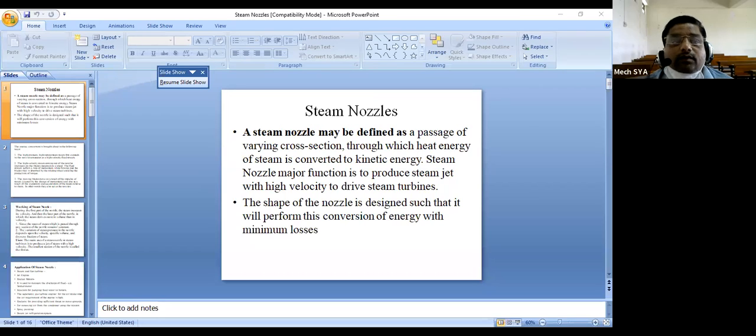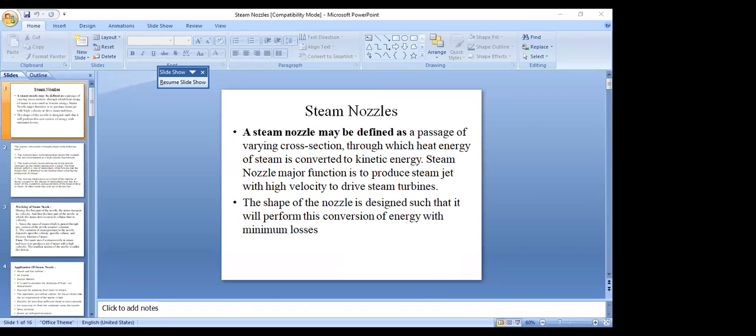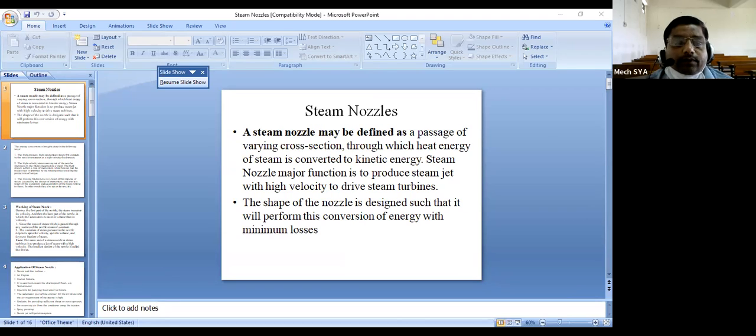Okay, so this is a steam jet with very high velocity to drive the steam turbines. And the shape of the nozzle is designed in such a way that it will perform this conversion of energy with minimum losses. So losses should be minimum. Okay, so steam nozzle. Now the energy conversion is brought about in the following ways.